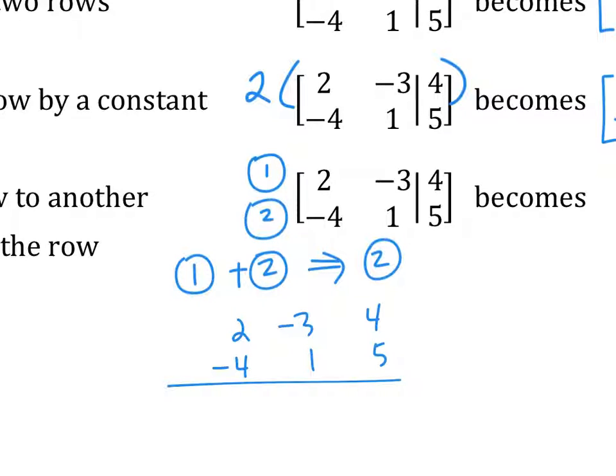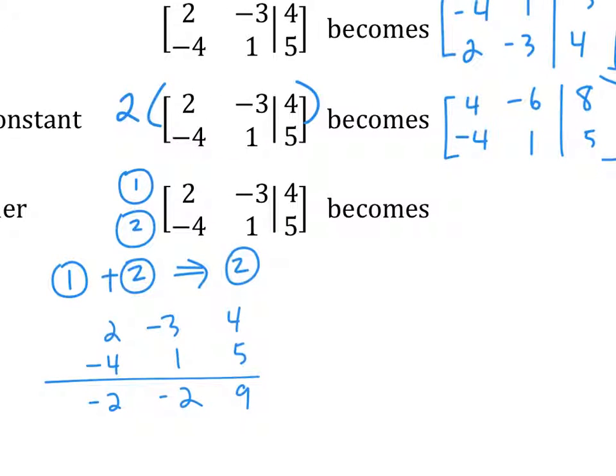So here I am taking row 1 and row 2. I'm going to add straight down. So this is -2, -2, 9. And then what I'm going to do now is replace row 2. So replacing row 2 means row 1 is not changing, so that is 2, -3, 4 still. Row 2 now becomes -2, -2, 9.